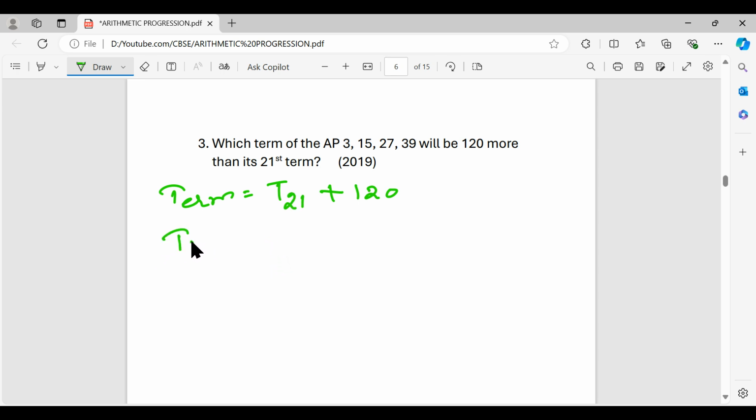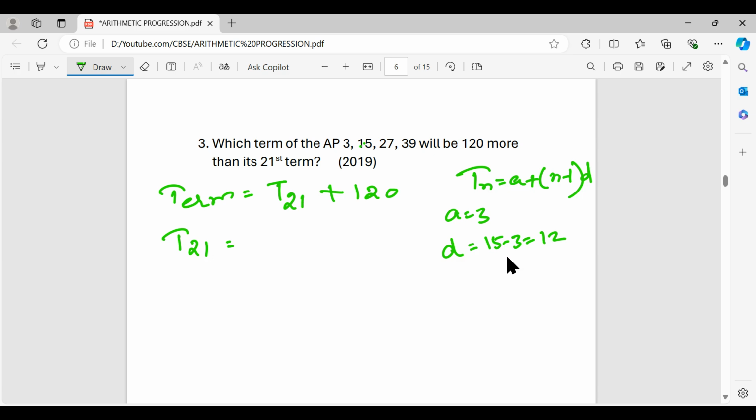So T21, to calculate this, again the same rule, Tn equals a plus n minus 1 times d. Now what is a in the sequence? A is 3. What is the difference? It's 15 minus 3, that is 12.